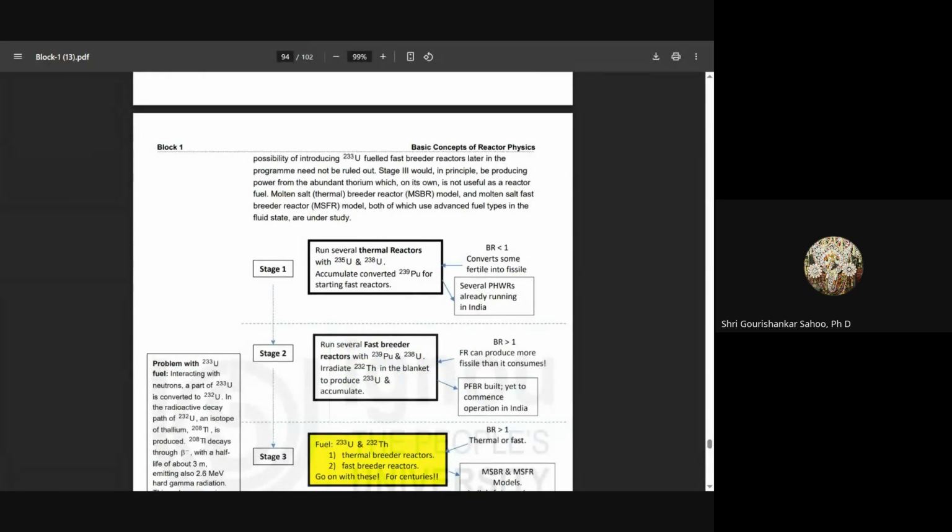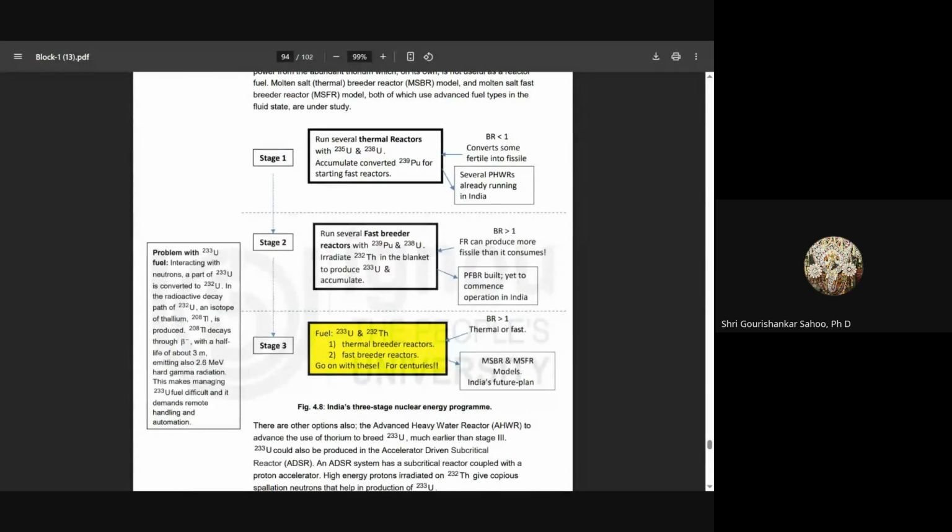So stage 1 runs several thermal reactors with uranium-235 and 238, accumulated and converted to plutonium-239 for starting fast reactors. In stage 2, we run several fast breeder reactors with plutonium-239 and plutonium-238, and irradiate thorium-232 in the blanket to produce uranium-233 and accumulate it. In stage 3, we have our thermal breeder reactors and fast breeder reactors.